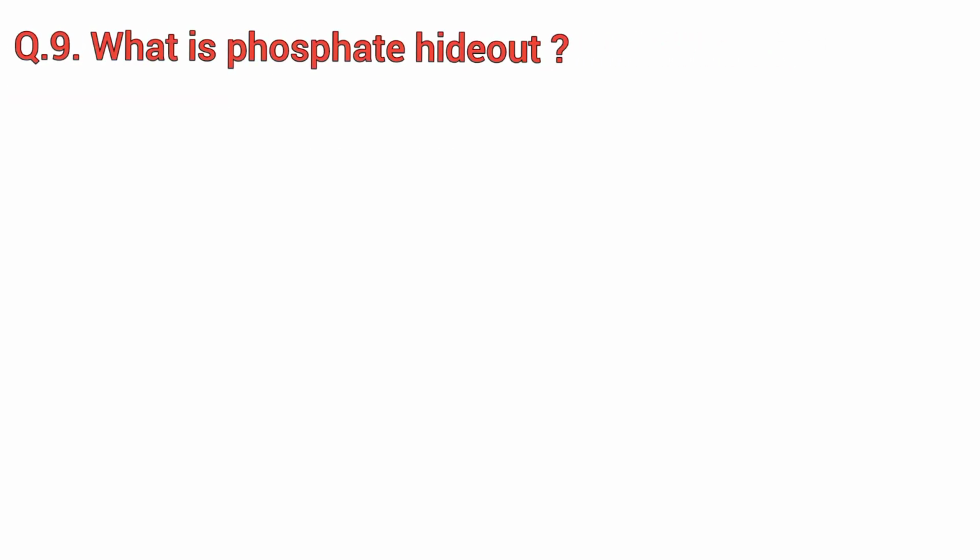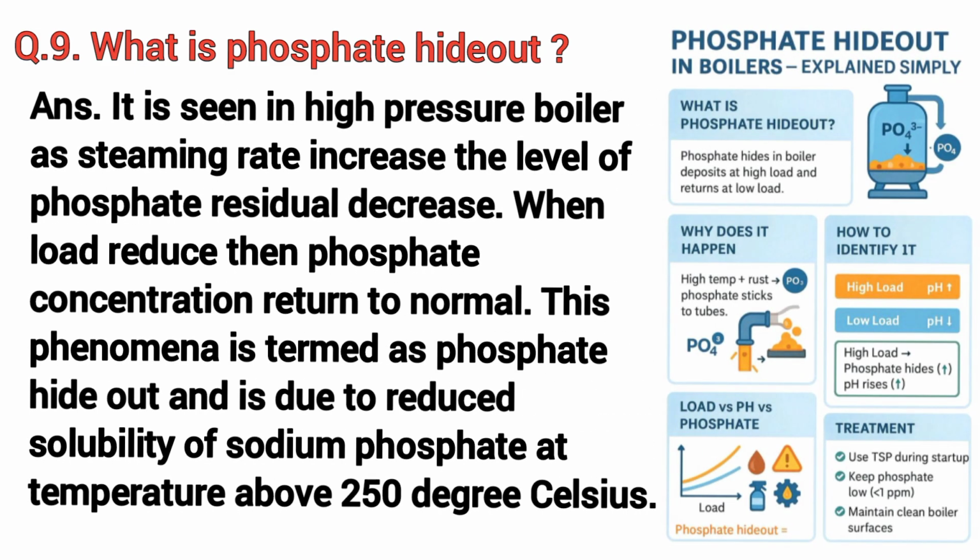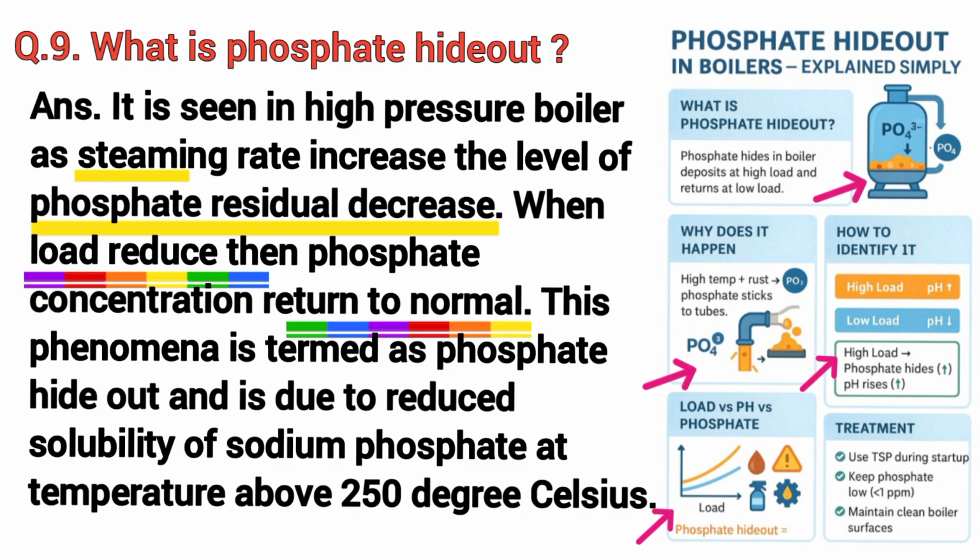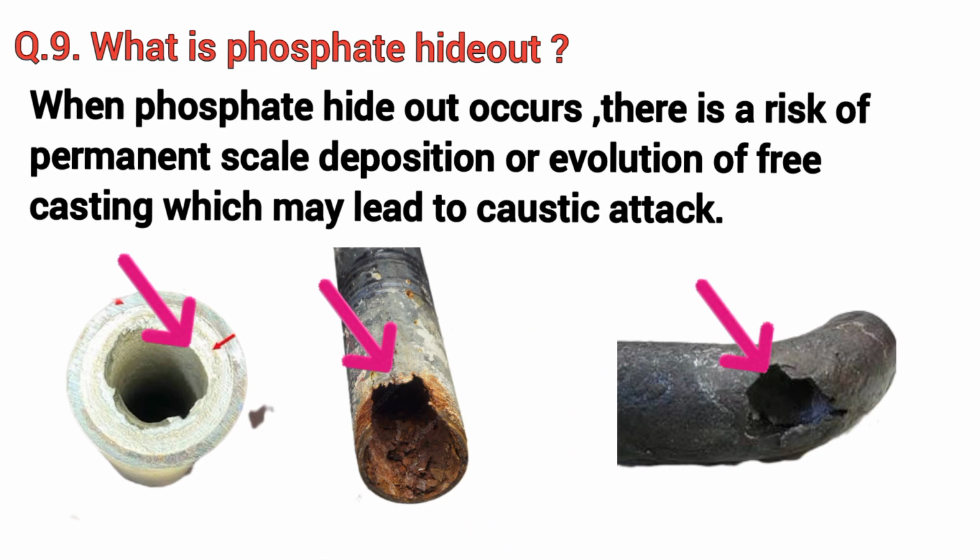What is phosphate hideout? It is seen in high pressure boilers. As the steaming rate increases, the level of phosphate residual decreases. When load is reduced, then phosphate concentration returns to normal. This phenomenon is termed phosphate hideout and is due to reduced solubility of sodium phosphate at temperatures above 250 degrees Celsius. When phosphate hideout occurs, there is a risk of permanent scale deposition or evolution of free caustic, which may lead to caustic attack.